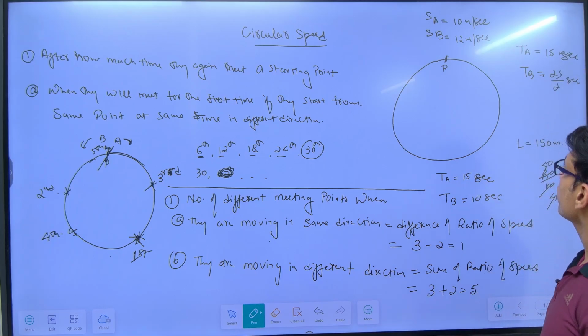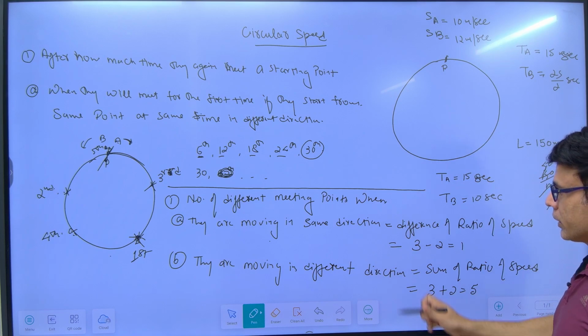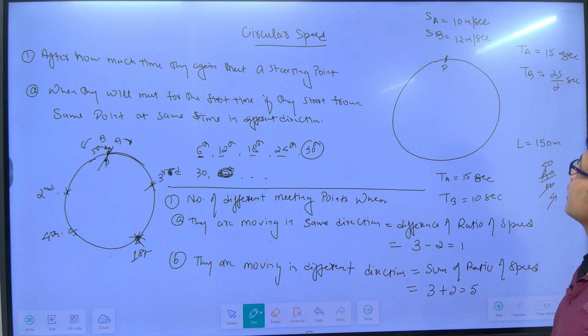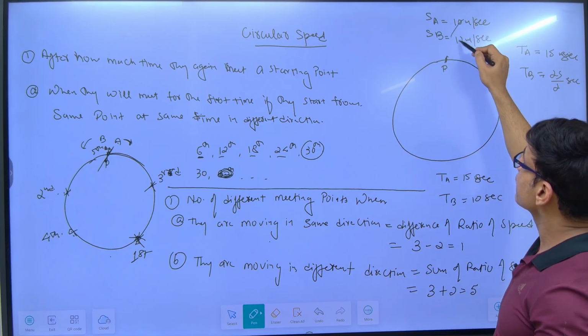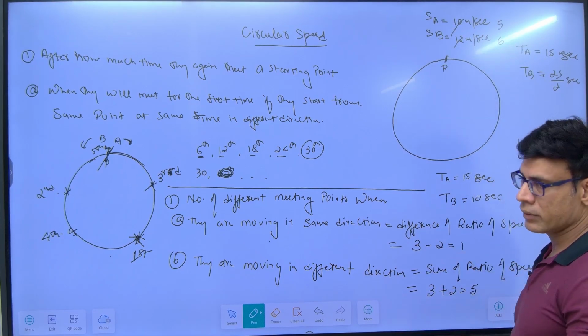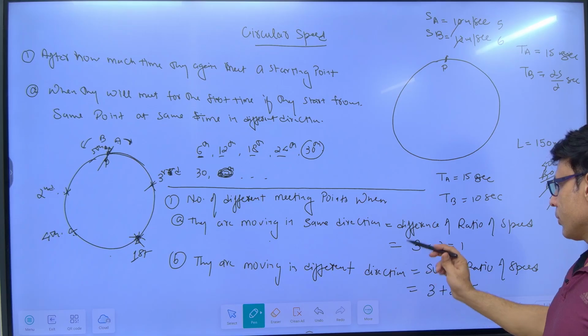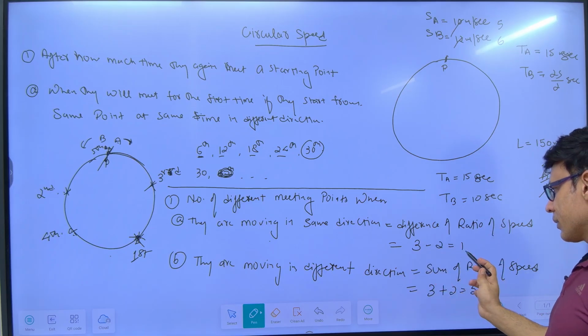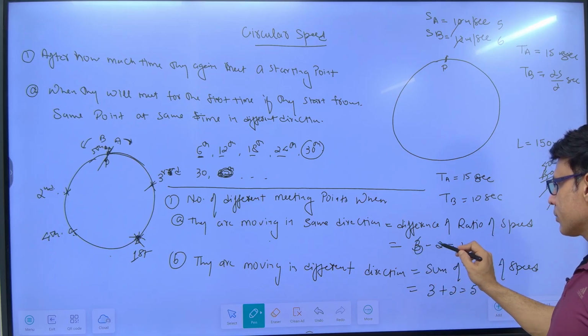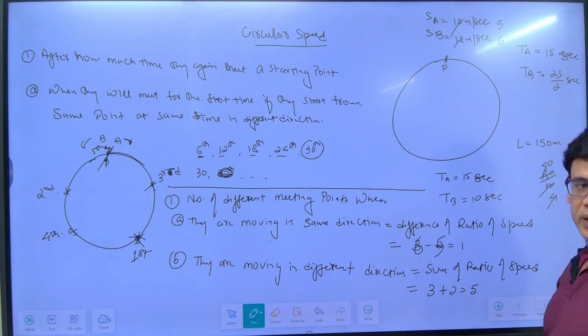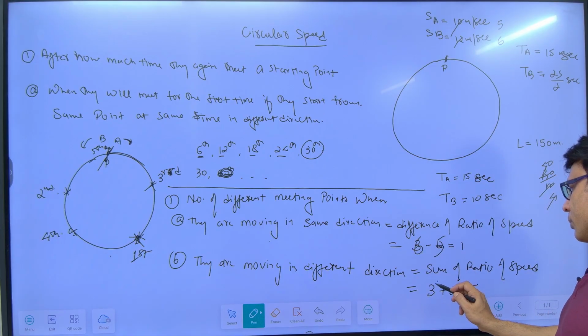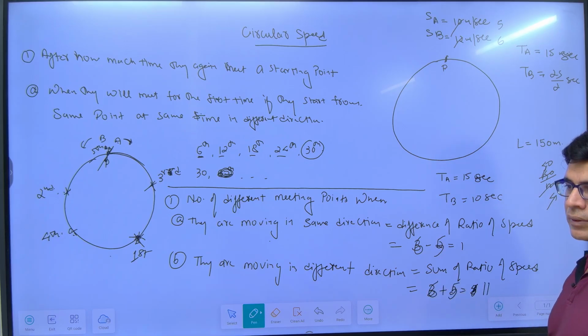Now, if I have to find out the different meeting points when the ratio of speed is 5:6, right? So when the ratio is 5:6, the number of different meeting points is going to remain one. Because the difference of the ratio of speed will be what? 6 minus 5, or not, 1. And different meeting points when they are moving in opposite directions, 6 plus 5, 11 in this case.